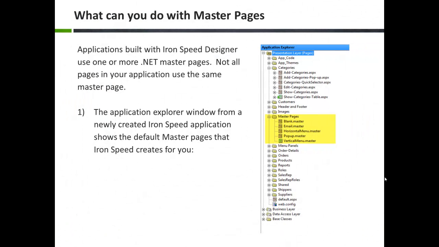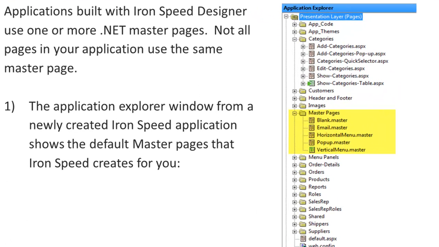Applications built with IronSpeed Designer use more than one .NET master page. The Application Explorer window from a newly created IronSpeed application shows the default master pages that IronSpeed creates for you. In there, you'll see a blank master, an email master, a horizontal menu master, a vertical menu master, and a pop-up master.